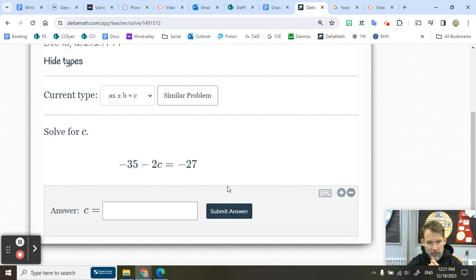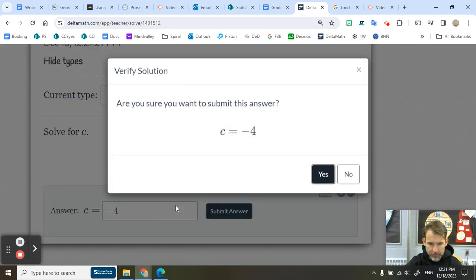Okay. Negative 35 minus 2c equals minus 27. Add 35 to both sides because we're subtracting it from that side. Negative 27 plus 35 gives you 8. Now I divide both sides by negative 2. 8 divided by negative 2 is negative 4. Test it up there. It's indeed true.